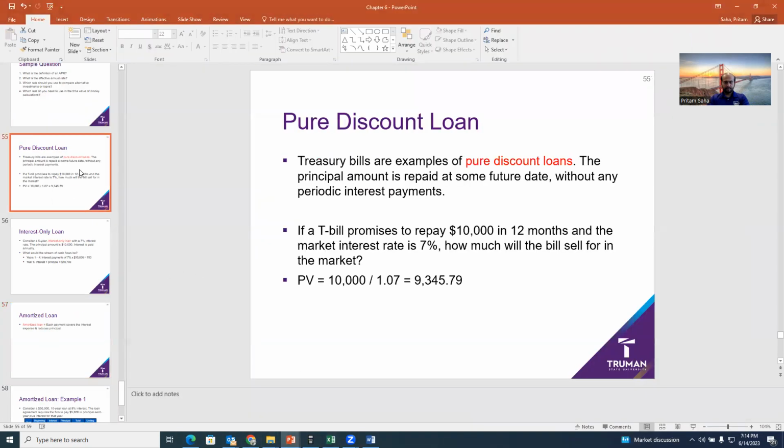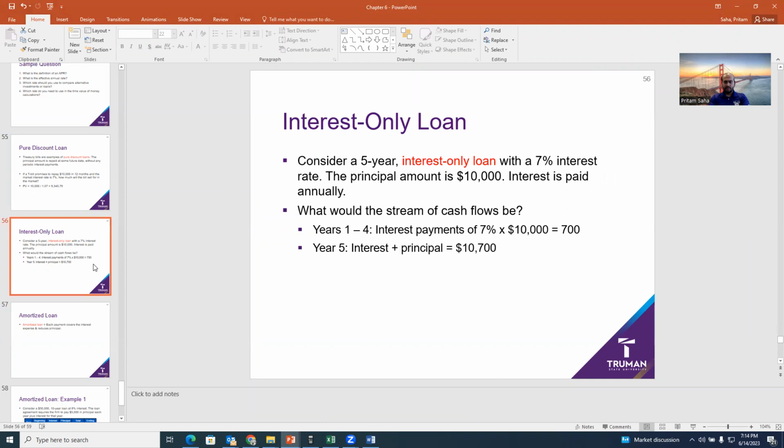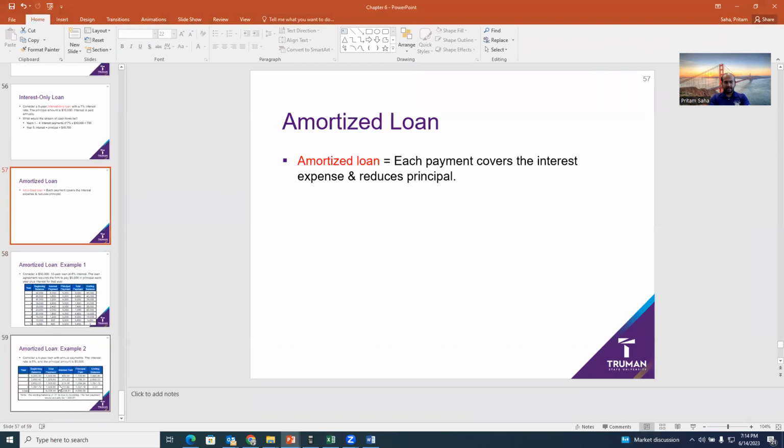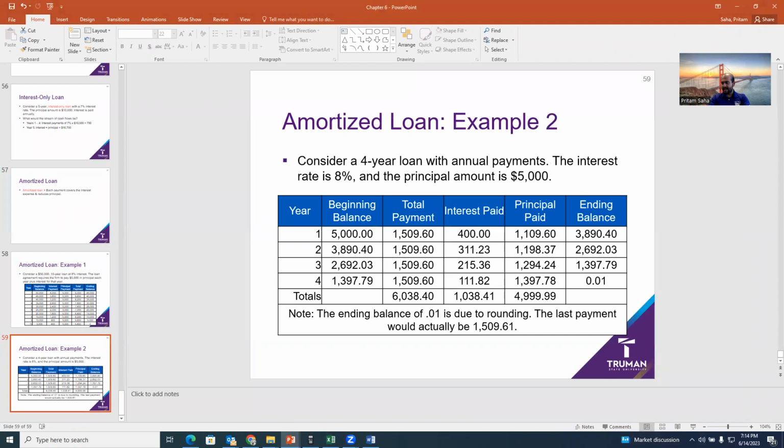So we have talked about pure discount, interest only, and amortized loans. Now let's do this problem so that we are good for today, and then we'll briefly go over homework.